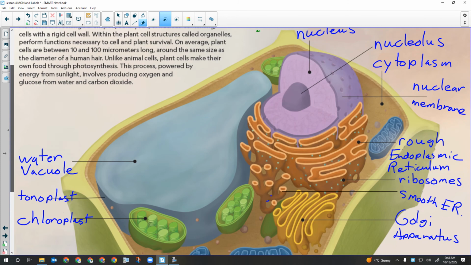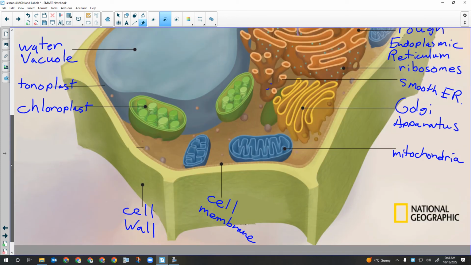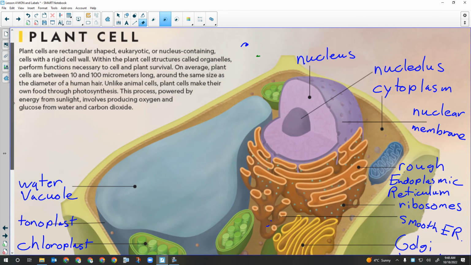Okay, that's it. We got all the parts we have to know in the plant cell. We're going to go over what all the parts do on another day, probably tomorrow, but we still got to do the animal cell. So here's the good news: a lot of the parts are the same. The animal cell goes a lot faster because we have a lot of similar parts.